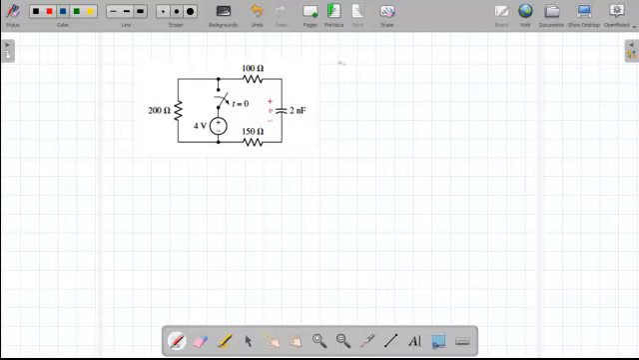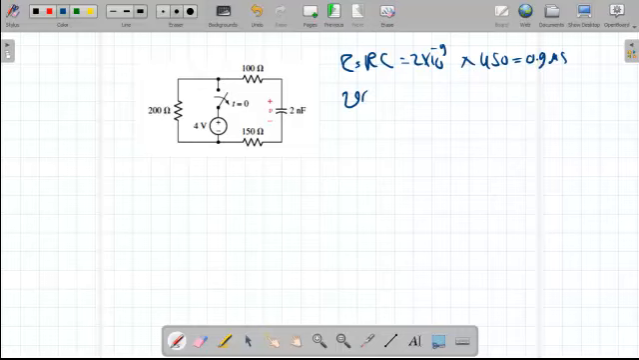So our tau will equal R times C, of course R equivalent, so C is equal to 10 to the minus 9 times 450. This 100 plus 300 plus 50, so 450. So the time constant becomes 0.9 microsecond.